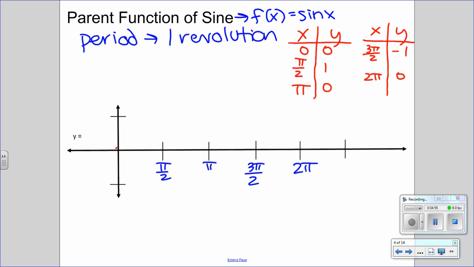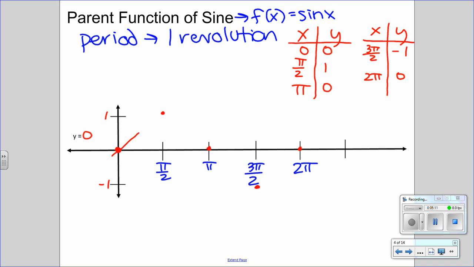When we go to plot these then, at 0, my maximum is 1, my minimum is -1. This y equals 0 is your midline, so I'm just going to keep it as a 0. At pi over 2, we're up at 1. At pi, we're back at 0. At 3 pi over 2, we're at -1. And at 2 pi, we're here.